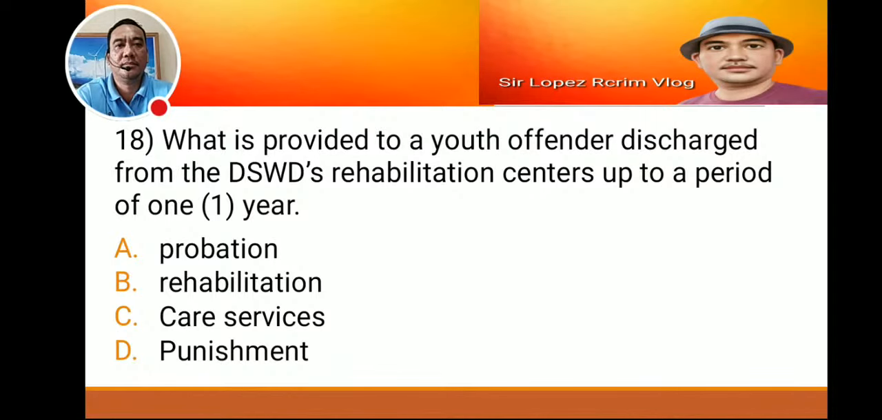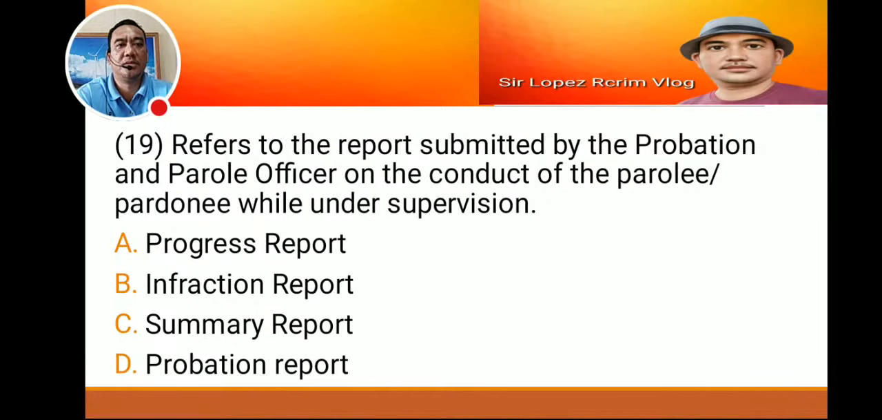Number 19 refers to the report submitted by the probation and parole officer on the conduct of the parolee, pardonee, while under supervision. Letter A, progress report. Letter B, infraction report. Letter C, summary report. Or letter D, probation report.